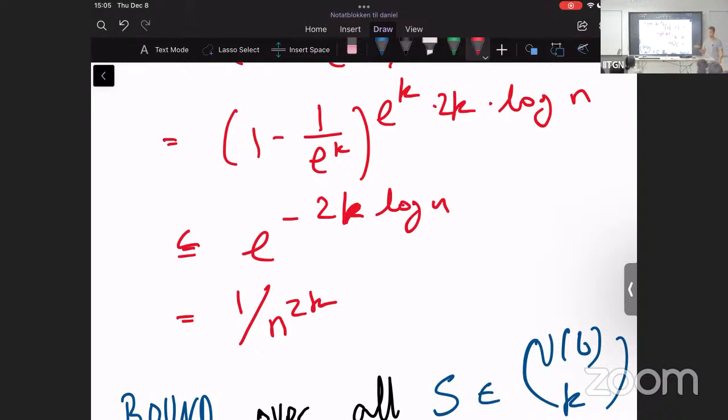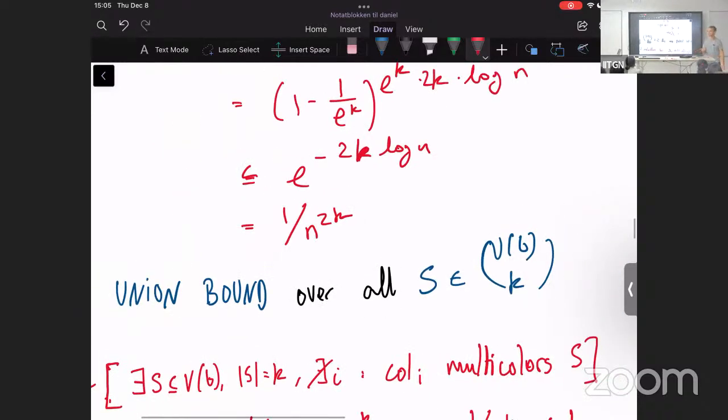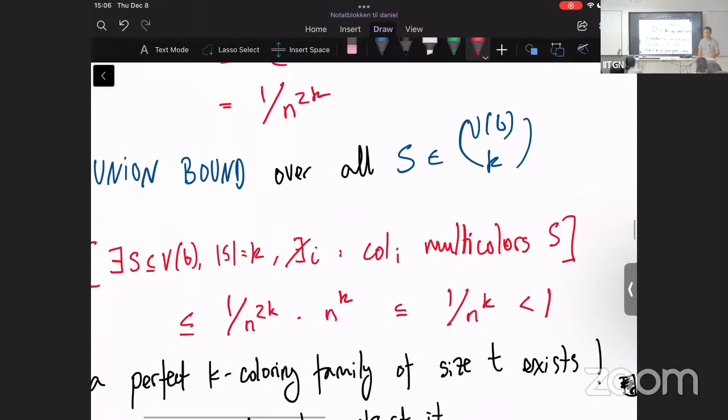So by the union bound taken over all sets I need to cover, the probability that at least one set isn't multicolored by any of my colorings is at most 1 over n to the k, which is of course strictly less than 1. So therefore there exists a family of size t. In fact, if I pick a random set of colorings, then that is going to be a sufficiently good family with probability at least 1/2. Of course, I'm trying to do it deterministically. I don't have randomness. But at least the object that I want exists. Just need to find it somehow.